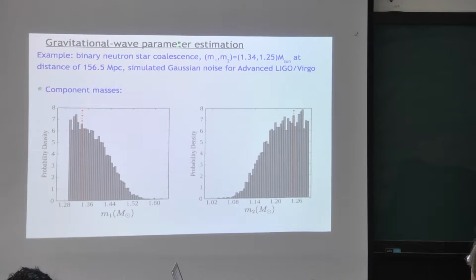Okay, and here are some examples. This is a binary neutron star coalescence with these component masses, a distance of just over 150 megaparsecs, in simulated Gaussian noise for advanced LIGO and Virgo at design sensitivity. This is what you get for M1 and M2. The red dashed line indicates the true value of the parameters, and this is included indeed in the posterior density distribution, although you see that there is a non-negligible spread.